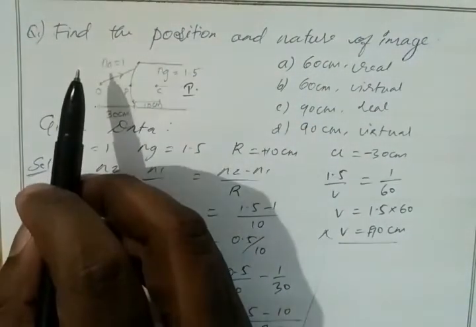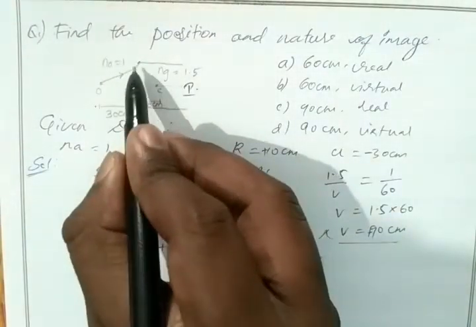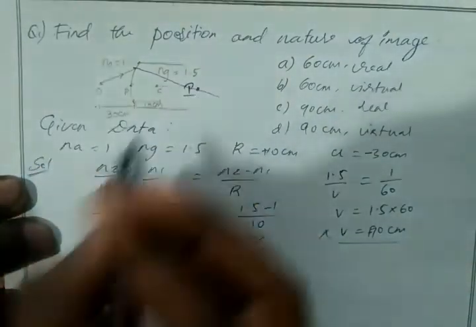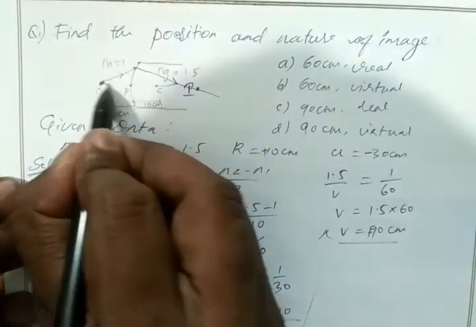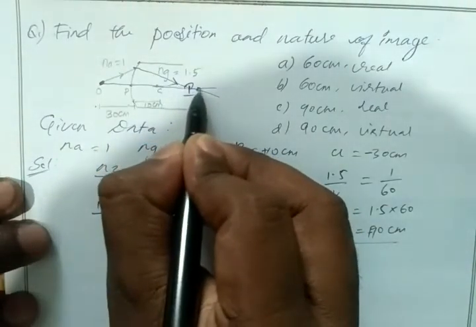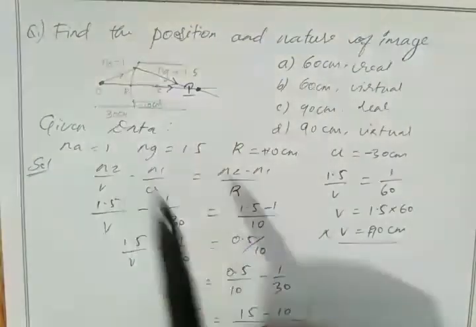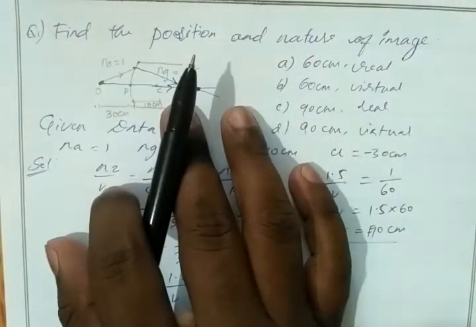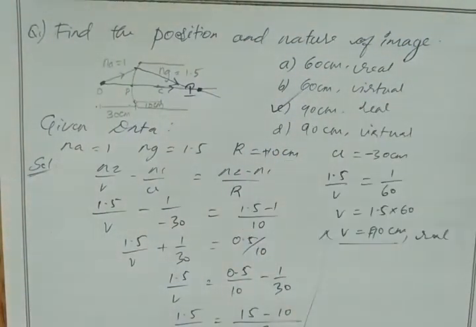An image always forms when two rays meet each other. So this is our incident ray. After the refraction, it goes towards the image. So this is one ray, then another ray goes straight. When these two rays meet each other, we have an image. These two rays actually meet. It does not just appear to meet, it actually meets. If it actually meets, then we have a real image. So option C is the correct answer.